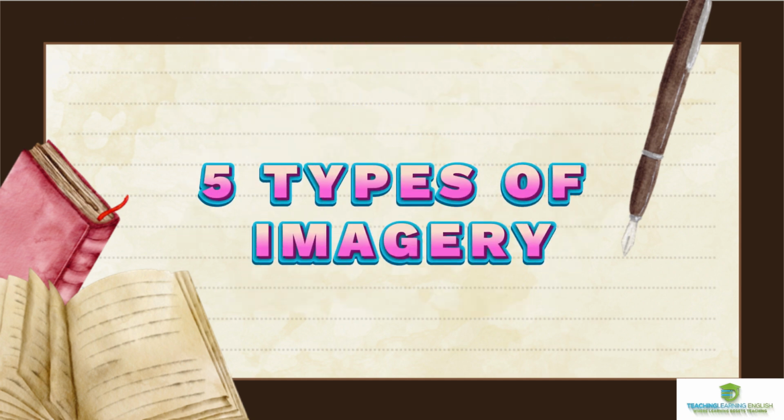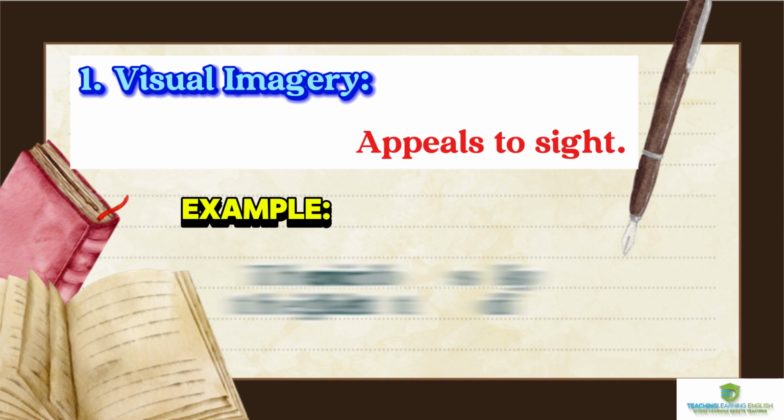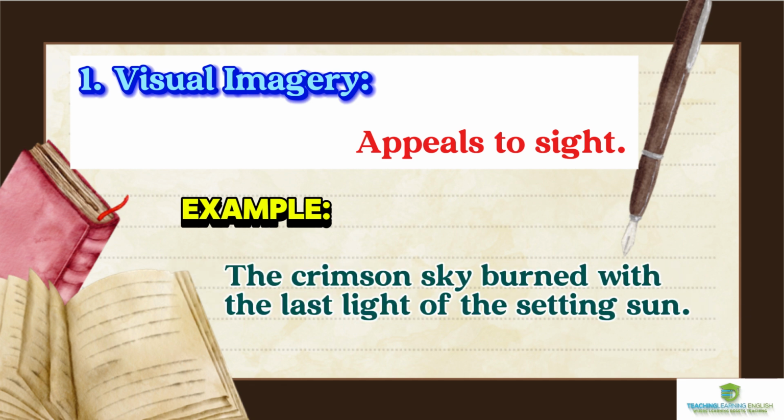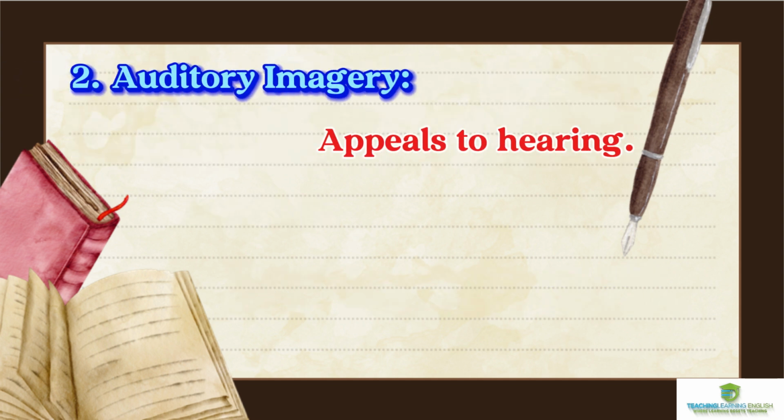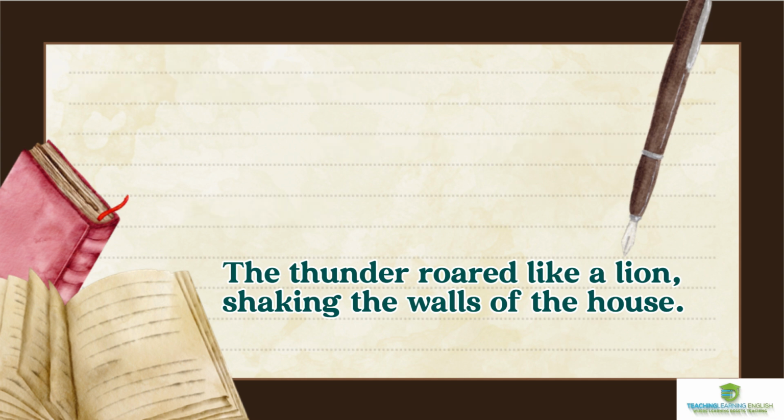Let's break it down. Visual imagery. It appeals to sight. Example, the crimson sky burned with the last light of the setting sun. Second, auditory imagery. It appeals to hearing. Example, the thunder roared like a lion, shaking the walls of the house.